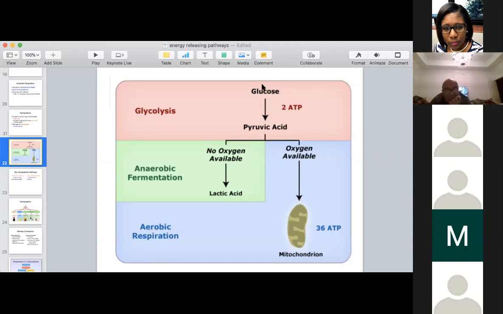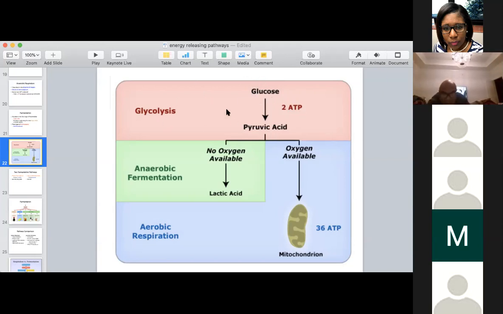Just in general, the big picture: where does this glucose come from that we're breaking down? Our bodies get it from food, from the foods that we eat. So we've consumed some food, and we need to release the energy that's within this food. Depending on whether these organisms are prokaryotic or eukaryotic, some things happen.